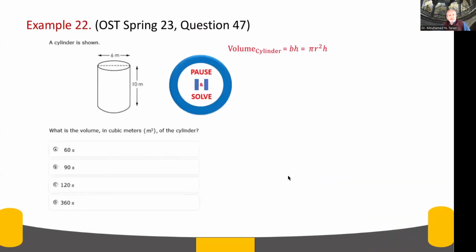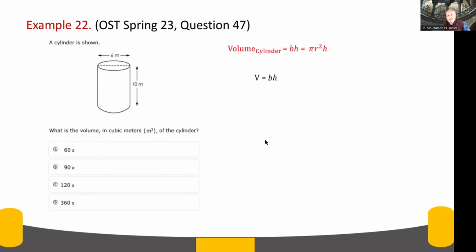That's good. Example number 22, a cylinder is shown. What is the volume in cubic meters of the cylinder? When there's a question involving a cylinder, they will give you the formula, okay? It's the base times the height, pi r squared times h. Now, if you look at 6 and you say, okay, 6 times 10, 60, it's wrong. So some of these answers are kind of misleading, okay? You need the formula, you can't guess it like this.